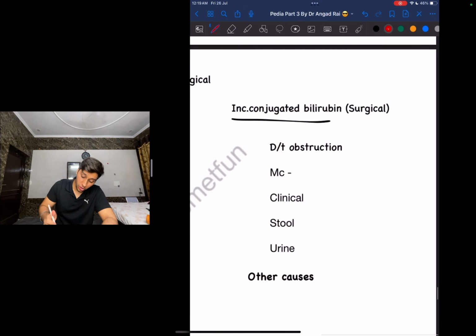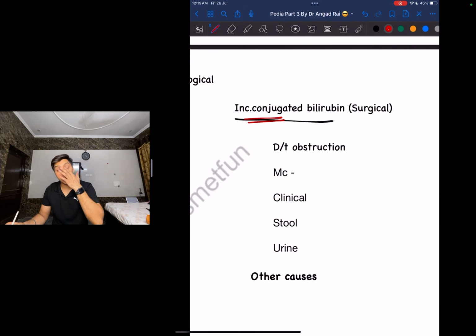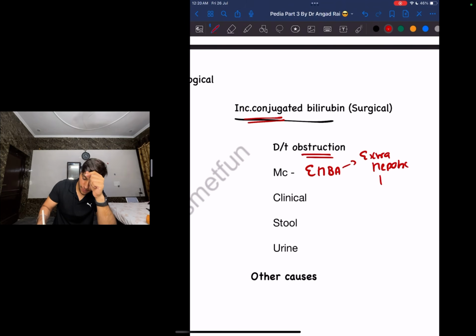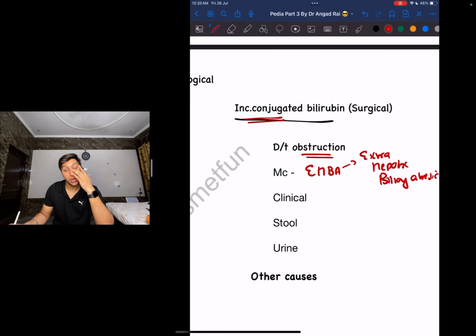Let's talk about your conjugated causes. Guys, the most common cause of a conjugated cause is due to obstruction, and the exception is because of extrahepatic biliary atresia. In extrahepatic biliary atresia, there is a block, so obviously it will not go. Conjugated will keep increasing; conversion is happening, UDP is working, but then there is no passage, so how will it work?